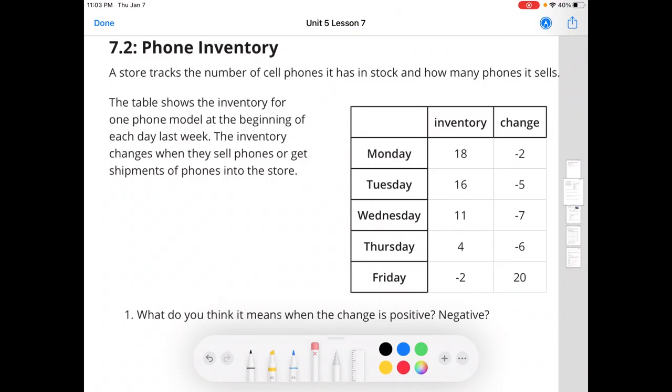7.2, phone inventory. A store tracks the number of cell phones it has in stock and how many phones it sells. The table shows the inventory for one phone model at the beginning of each day last week. The inventory changes when they sell phones or get shipments of phones in the store.